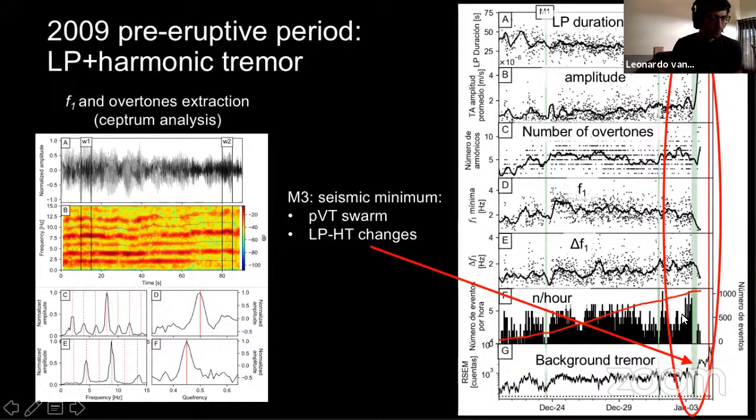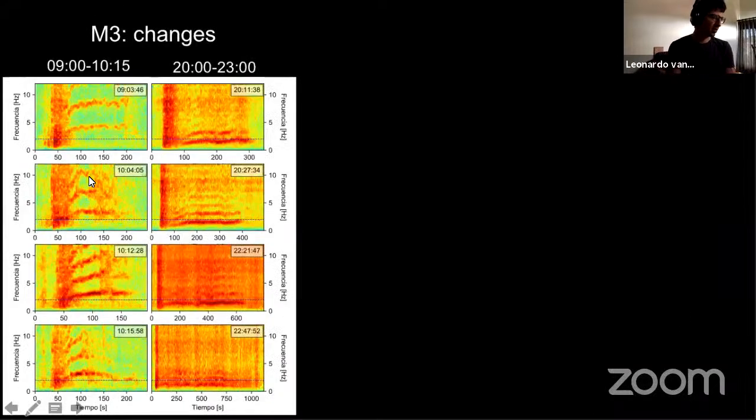So what we see is a more graphical view of this change. We see the events before this moment and after. This is from 9 to 10 a.m. of that day, and then 20 to 23 on that day also. And what we see is some interesting changes.